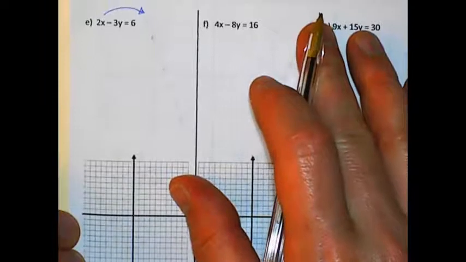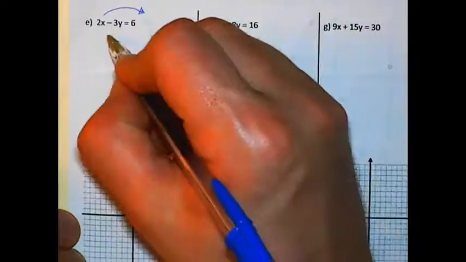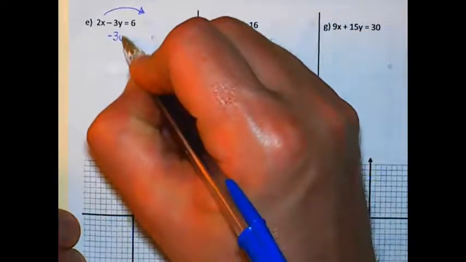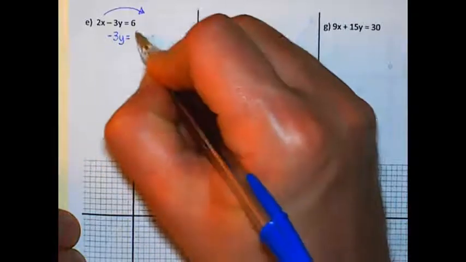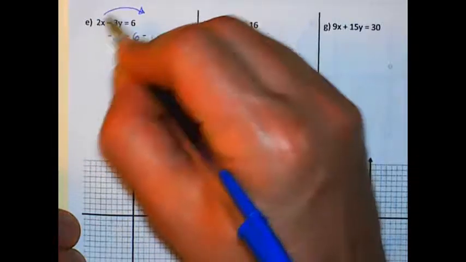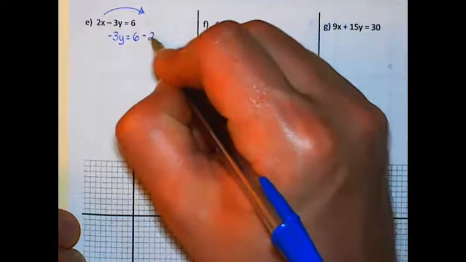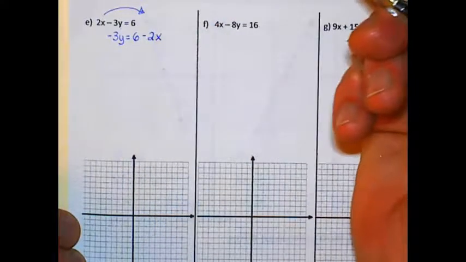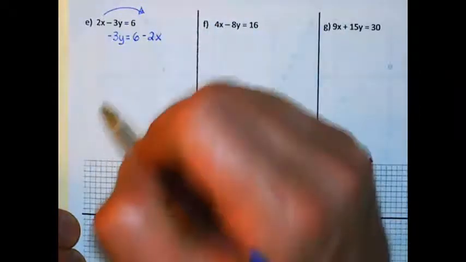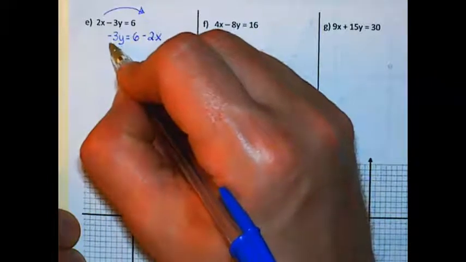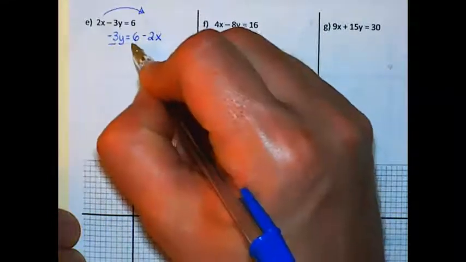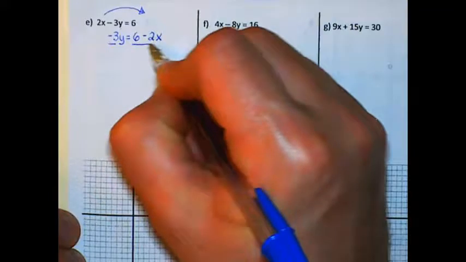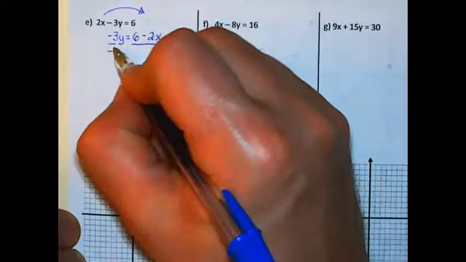So let me pull it down a little bit. And I'm going to have negative 3y equals 6. If the 2x moves to the other side, it becomes negative 2x. Okay, is the y alone yet? No. So how are we going to get the y alone? We're going to divide both sides by negative 3.